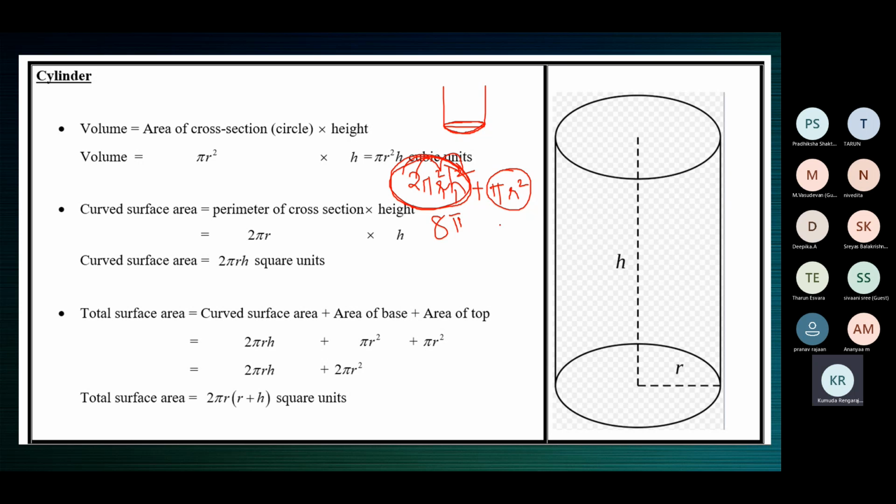Just for example. Now r is 2, so 2 square is 4 pi. You can use the value 22/7, but I'm not using it. I'm finding this in pi and this also in pi. So the area here is 8 pi and here it's 4 pi.